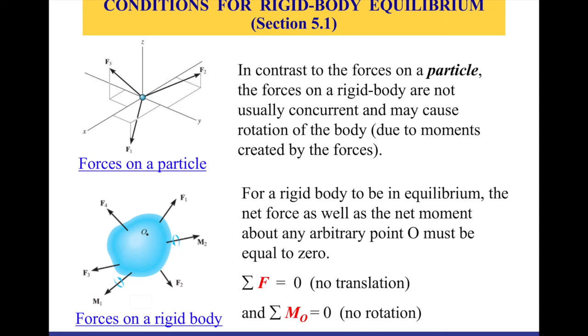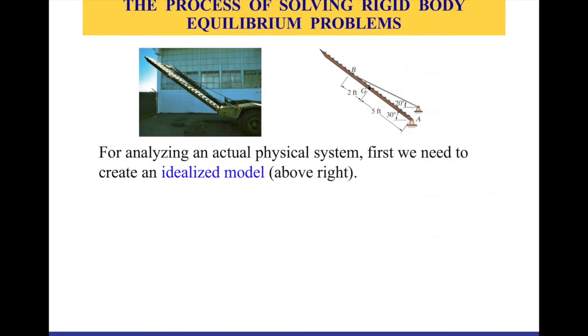I hope that this clarifies the difference between studying the equilibrium of a particle and studying the equilibrium of a rigid body. So we're going to go one step further in analyzing structures. All right. Now, going back to our example that we mentioned before, what is the process of solving rigid body equilibrium problems? This is what I told you about at the beginning of the lecture. If we start with our example of the ramps on the truck, to analyze the actual physical system, first we need to create an idealized model.